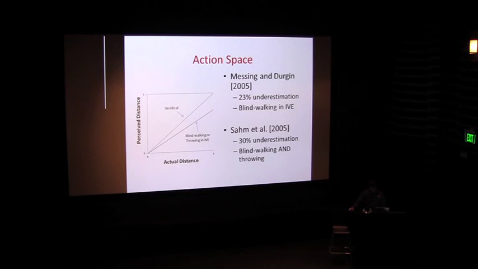There are a couple of research papers I've cited here. There's plenty in this area that's been done. Messing and Durgin noted 23% underestimation via a blind walking technique in an immersive virtual environment. Sahm noted as much as 30% underestimation via blind walking as well as throwing. So they used two measurement protocols, and they noted significant underestimation of up to about, on average, 30% of the actual distance.